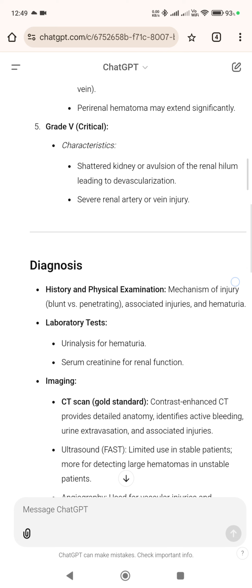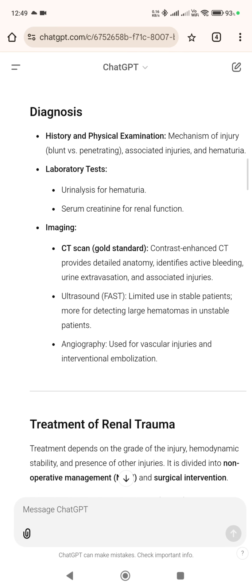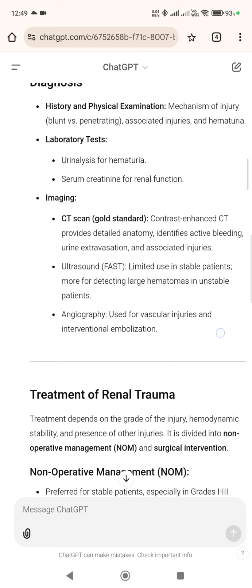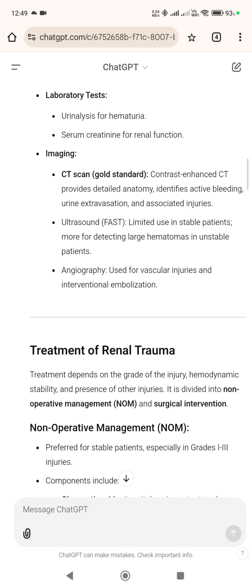Diagnosis: history and physical examination. Mechanism of injury: blunt versus penetrating, associated injuries, and hematuria. Laboratory tests: urinalysis for hematuria, serum creatinine for renal function. Imaging: CT scan, gold standard.